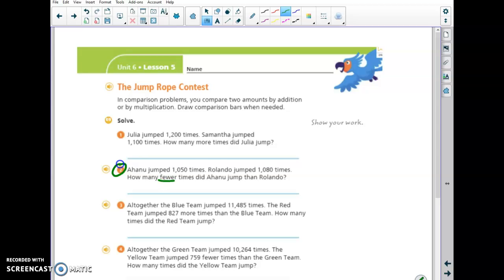Well, you can clearly see Rolando jumped more by the two numbers, right? And "how many fewer" indicates that you should subtract. Hopefully you can do this in your head. 1,080 minus 1,050 would be 30 times fewer. All right, we're going to drop down to number 4.